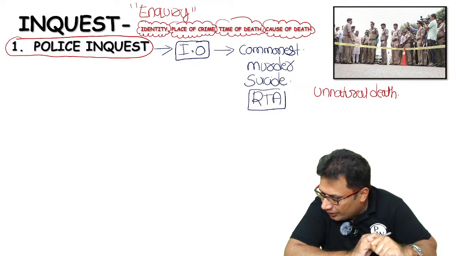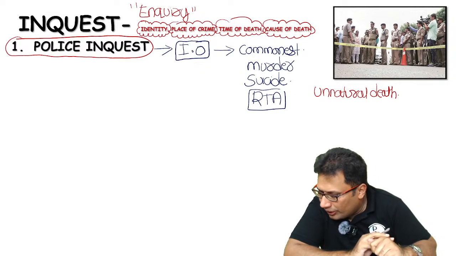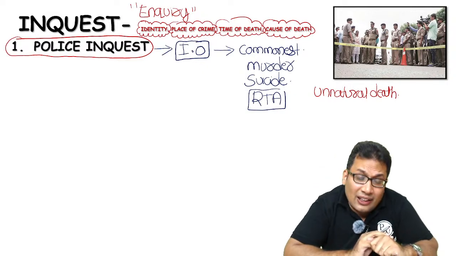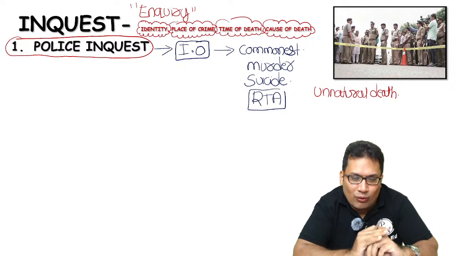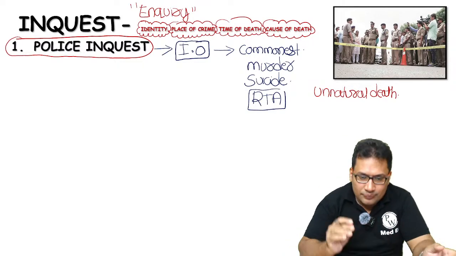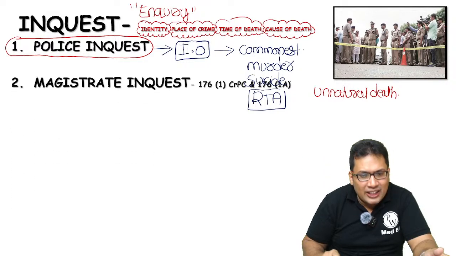Now, remember, dowry death is an indication for magistrate inquest. It is not for the police inquest. Okay, fine. Second type, magistrate inquest.